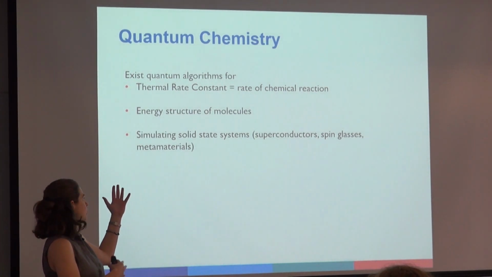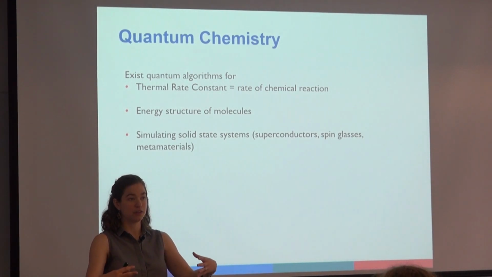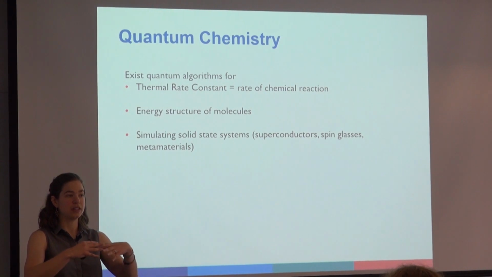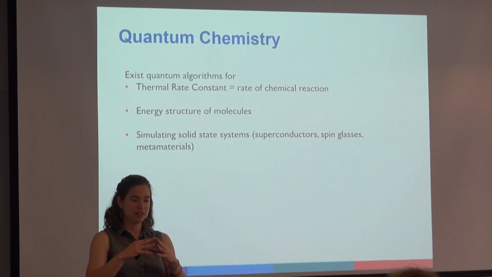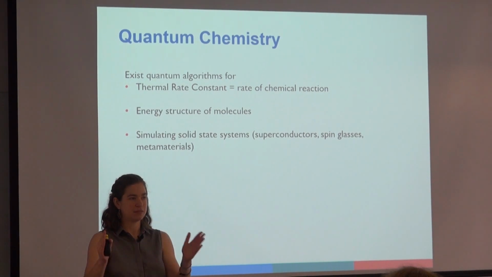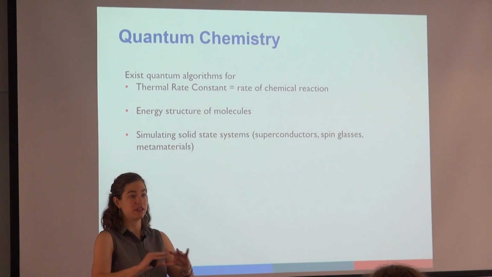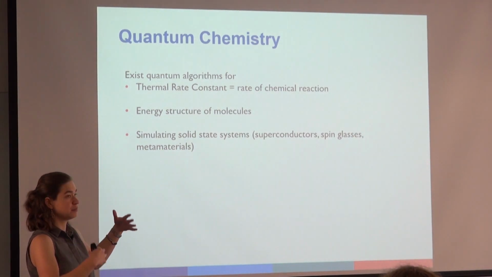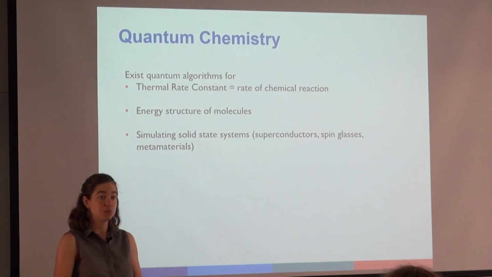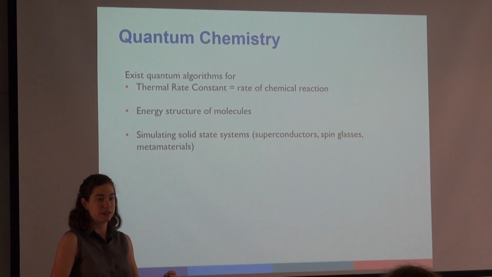So the final thing is simulating solid state systems. So you can actually have kind of like an analog computer. This is something that Chris does, where instead of having these qubits that are kind of digitally simulating things, you have something that is literally just trying to be the system that you want to understand. And so you can use these solid state simulators to study things like superconductivity and these weird materials called spin glasses and metamaterials.